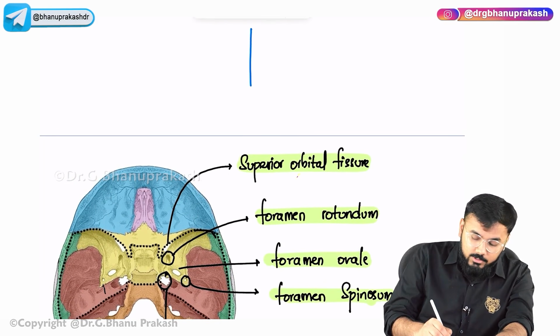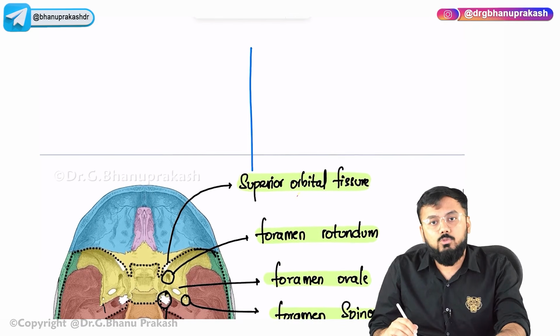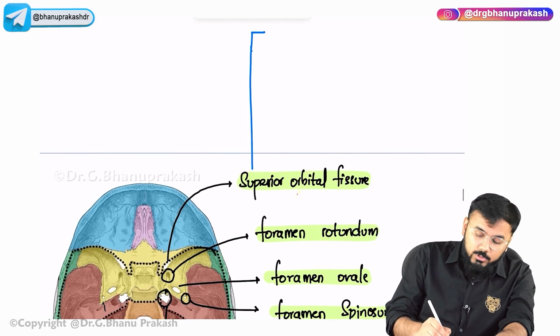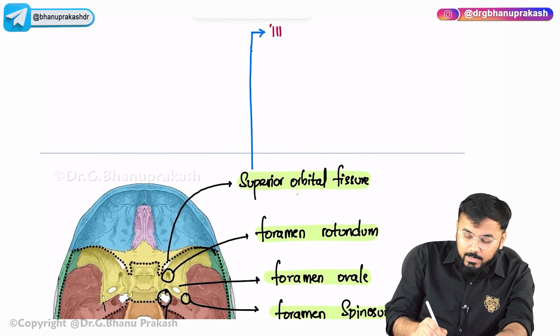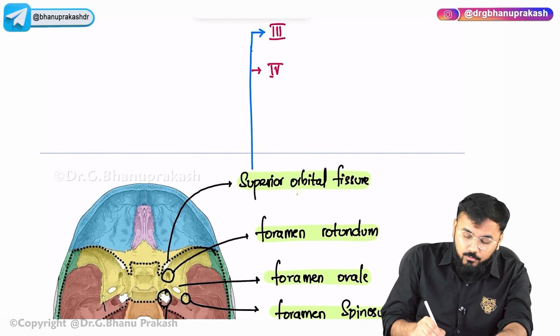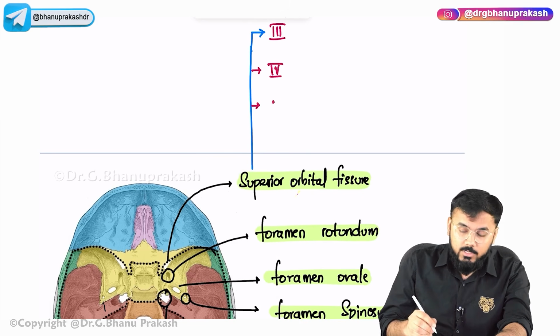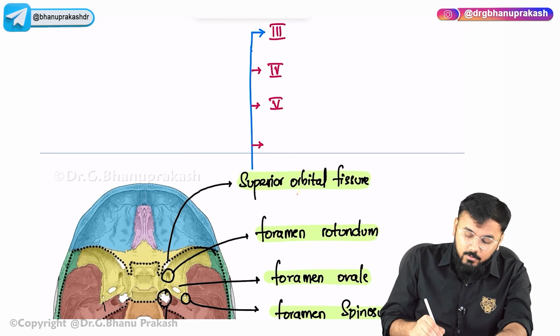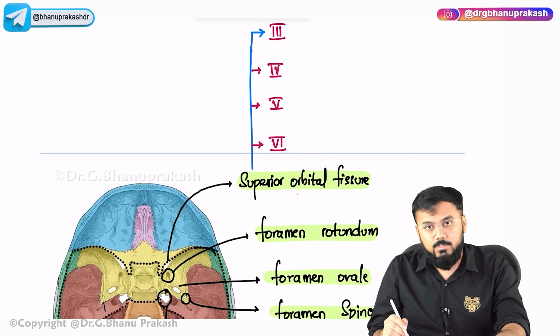Now what are the structures passing through the superior orbital fissure? Through the superior orbital fissure, cranial nerve number 3 passes. After 3, what is the next number? 4. After 4, 5. After 5, we have 6. Okay, so 3, 4, 5, 6.